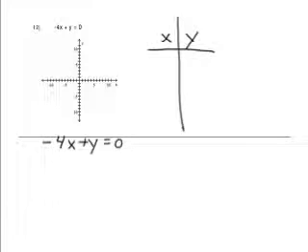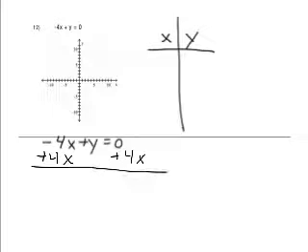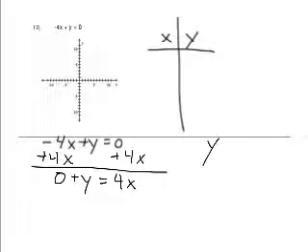Okay, so let's put it in terms of y. That's what I think I should do. I'm going to add 4x to both sides, and this becomes 0, y equals 4x. Okay, so with y equals 4x, if x is 0, y is 0. Hence, if y is 0, x is 0.